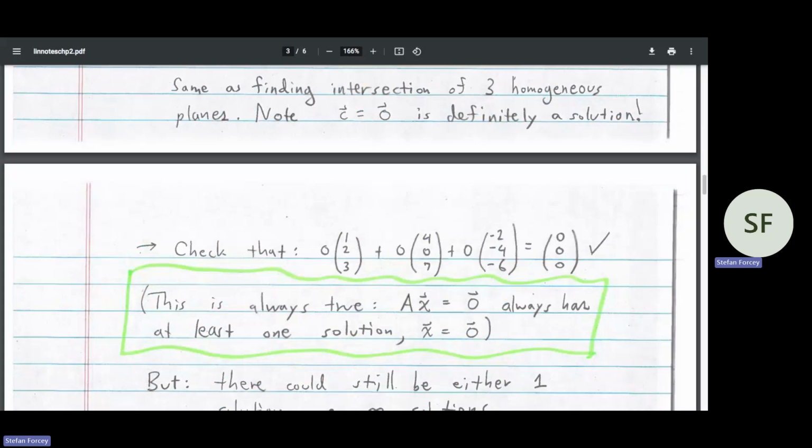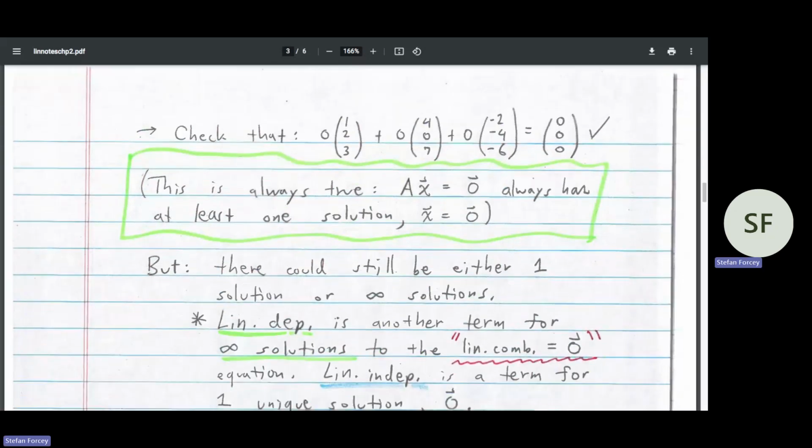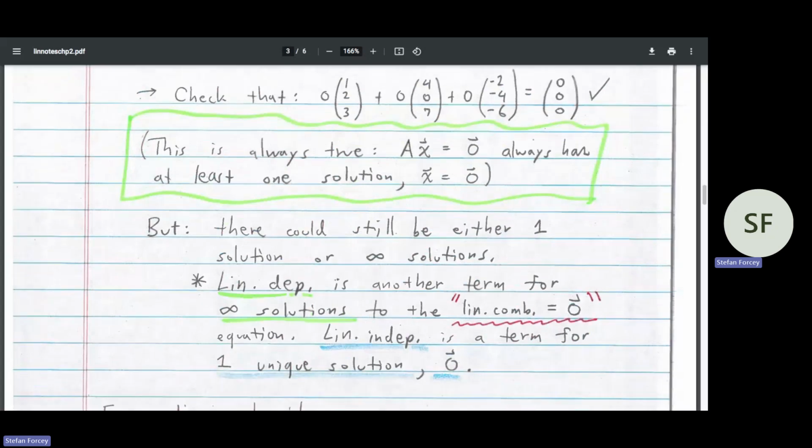It's always a solution to a matrix equation. If you have a matrix A times x equal to 0, you always have at least one solution, x equal to 0. But there could still be one of the other two possibilities, either one solution or infinity solutions. So what it turns out is that linearly dependent is another way of saying that there's infinity solutions to the linear combination equals 0 equation. Whereas linearly independent is just another way of saying that there's one unique solution, which was the 0.